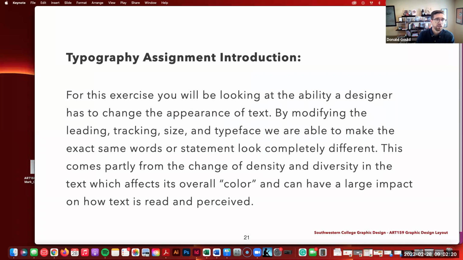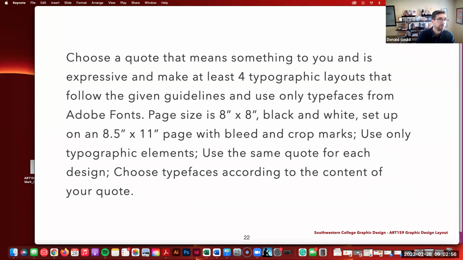So for this assignment, you're going to be looking at the ability as a designer to change the appearance of text by modifying the leading, the tracking, the size, and the typeface itself. We're able to make the exact same words or statement look completely different. And this comes partly from the change of density on the page, how much text, how much figure ground relationship is on there, and the diversity in the text, which affects the overall color, if you will, of the design. And that can have a large impact on how the text is read and how it's perceived.